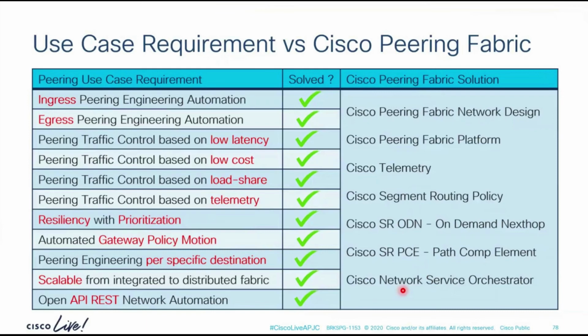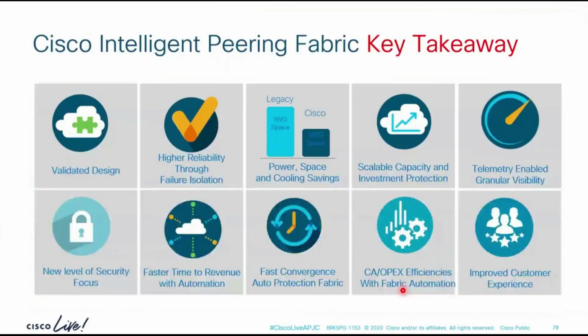So it is a very reliable design. It can be very scalable, very granular, telemetry based, and very fast. You can see I have done all the use cases in less than 2 hours, I can say. So now, a much faster time to revenue. We can optimize our peer link utilization, and of course, most importantly, we can improve our customer internet service experience.